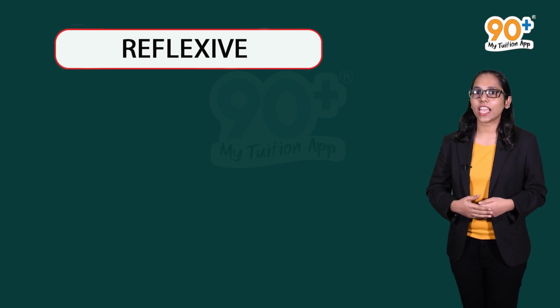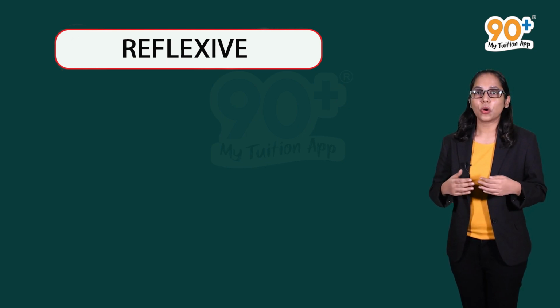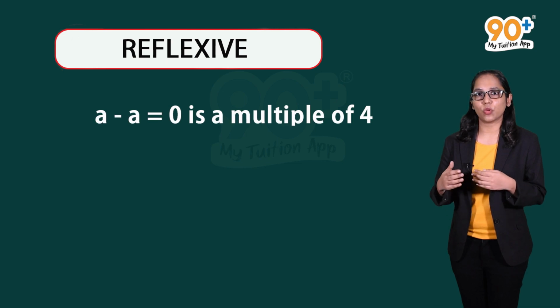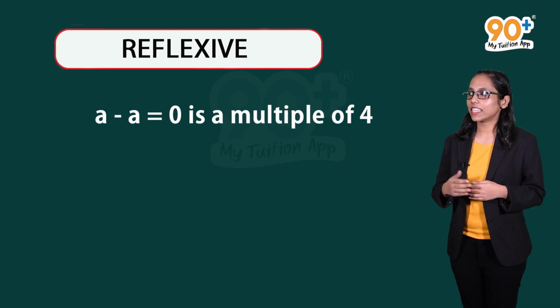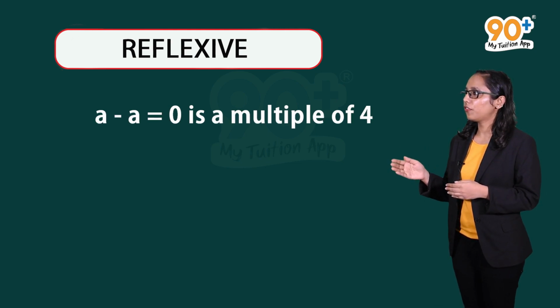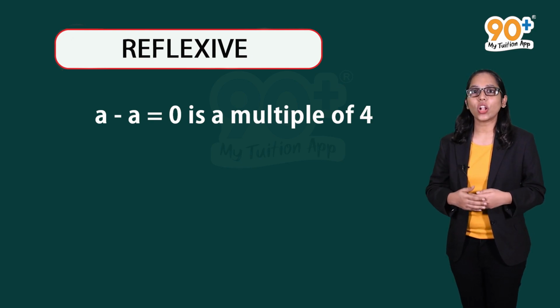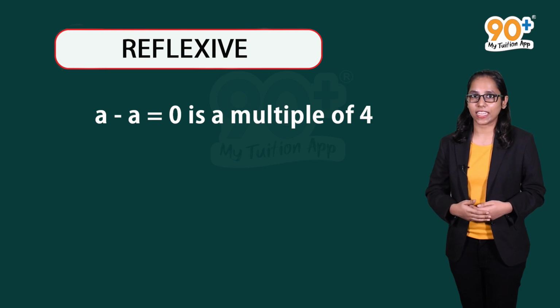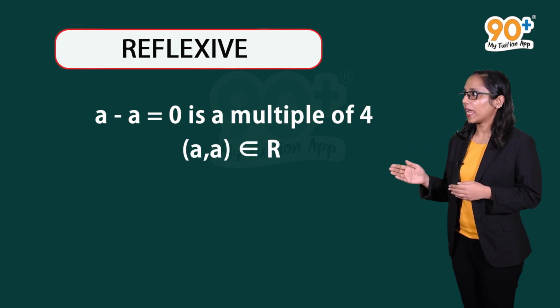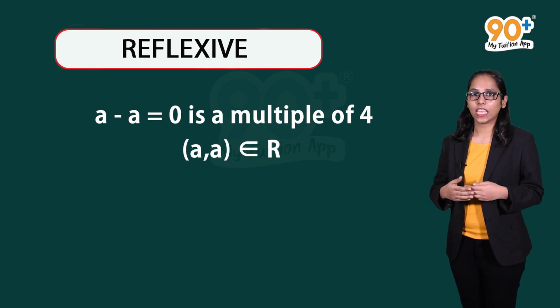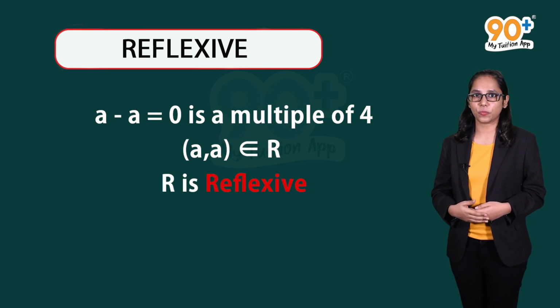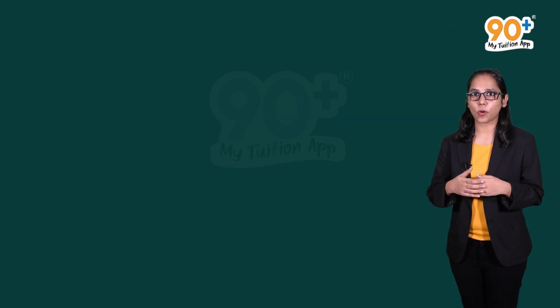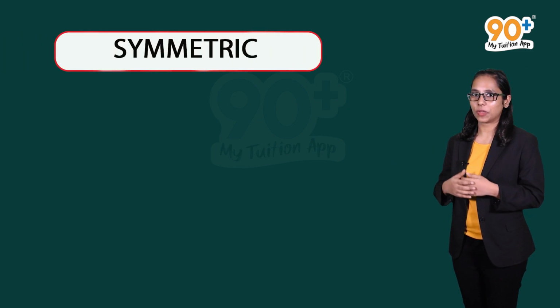Let a be an element of A. We know that a minus a equals 0. That is, 0 is a multiple of 4. That is, all the elements are related to themselves. So, we can say that ordered pair (a, a) is an element of R. That is, R is reflexive. So, moving on to the next property, that is symmetry.